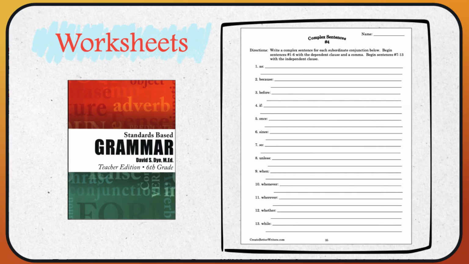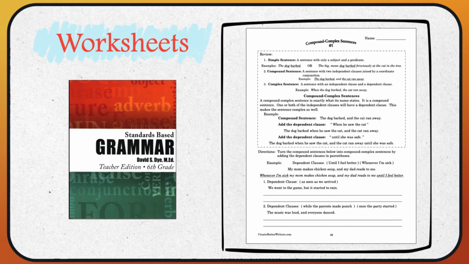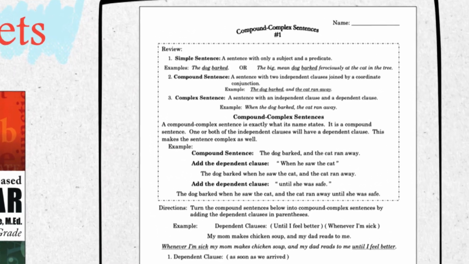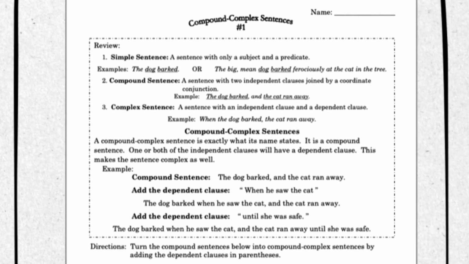So while we're talking about sentence writing, the dependent clause and the independent clause creates a complex sentence. Let's take a look at another worksheet along those same lines. This is called the Compound Complex Sentences worksheet. And this is really an exciting worksheet because this is the most difficult type of sentence to write.